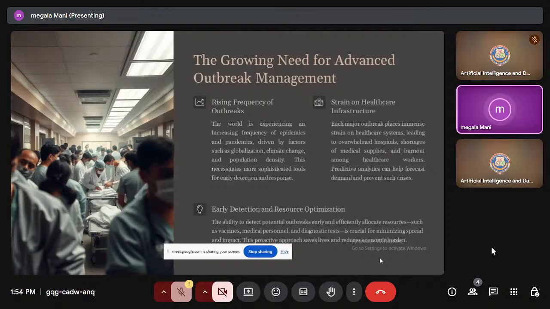So we have to work on early detection for resources and optimization. Here you can focus on the detection methods, early detection. You can use vaccinations, medical personnel, and diagnostic tests. So these are the cases you should address to avoid the diseases. These are the growing needs for advanced outbreak management. The first one is rising frequency of outbreaks. The second one is strain on healthcare infrastructure, and the third one is early detection and resource optimization.